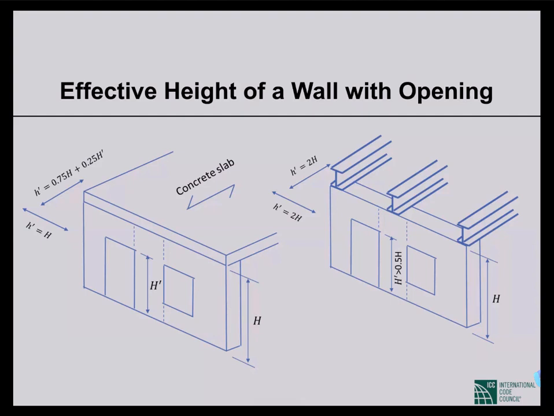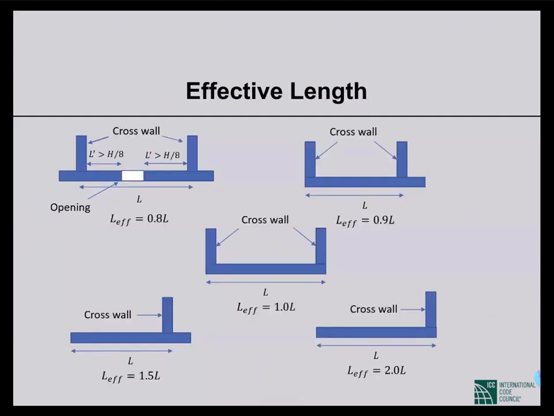That was effective height. Now we also need the definition of length, effective length. There may be 5 different conditions. On top left, you can see that the wall is continuous and is supported by cross walls.